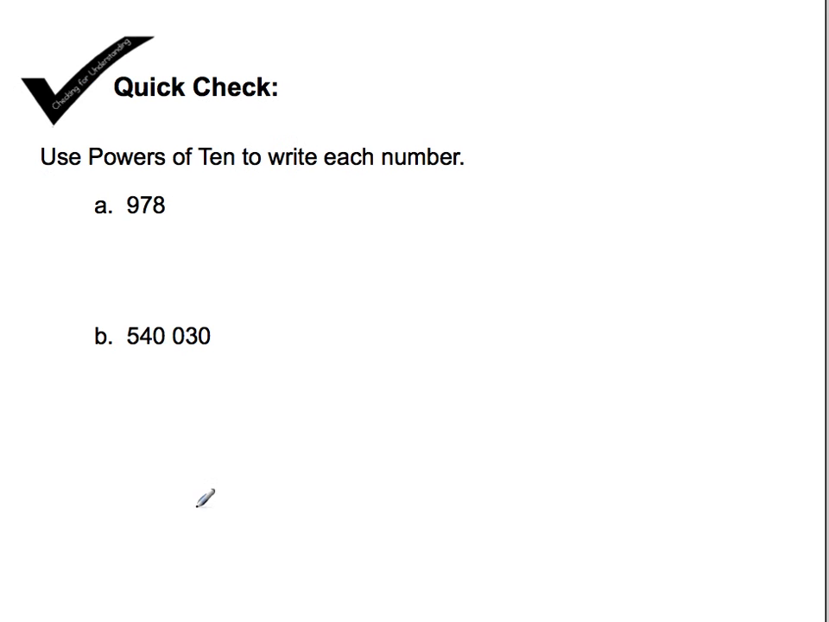Well, let's practice this. So let's write 978 in powers of 10. I'm going to do this typing because it's a little bit faster. So this would be bracket 9 times 100 plus 7 times 10, because 7's in the tens place, plus 8 times 1 because it's in the 1 place.